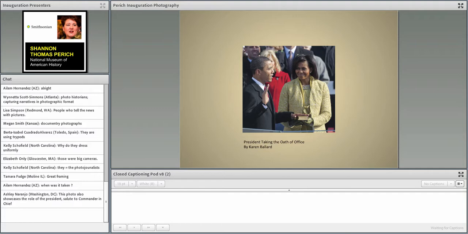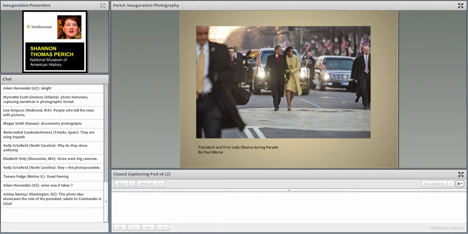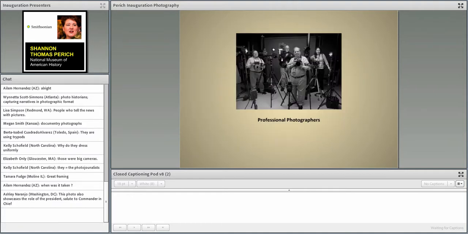So this is made by Karen Ballard from the stand from that tower. She's able to get in very close. And then the parade. So we have an idea, hopefully, about what the photojournalists do.